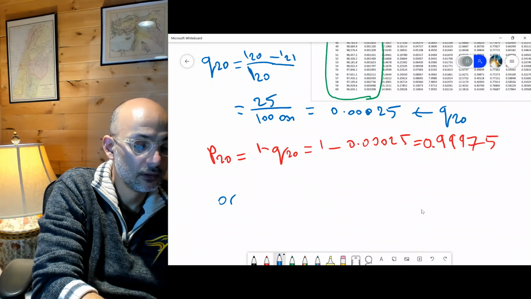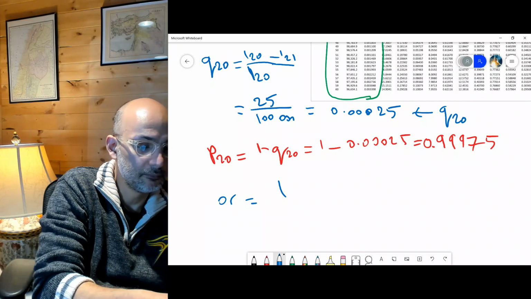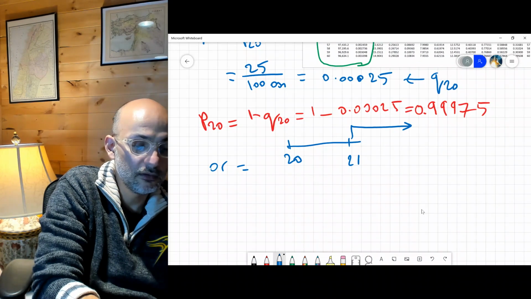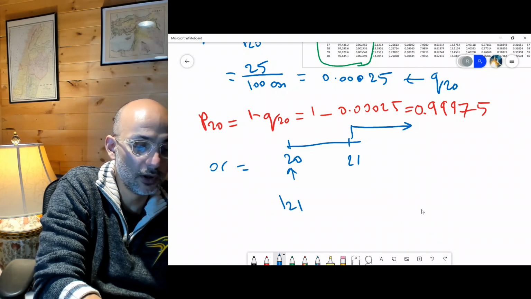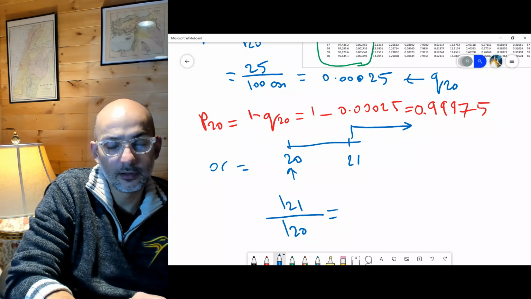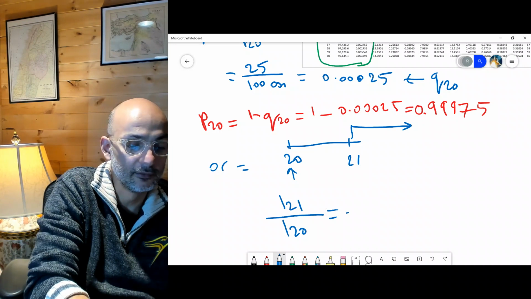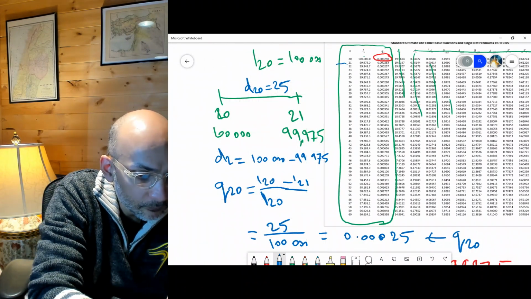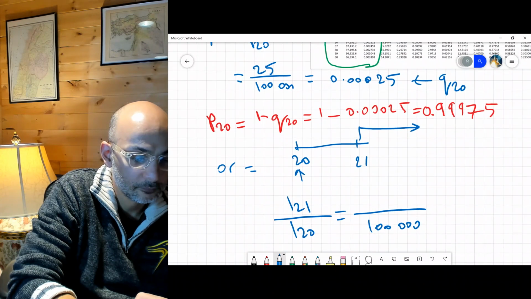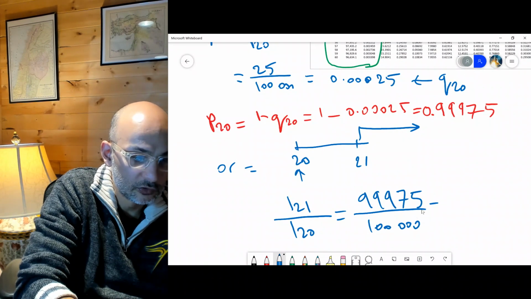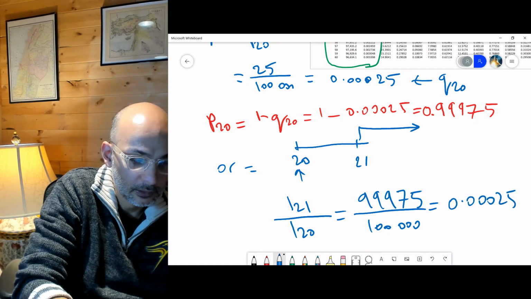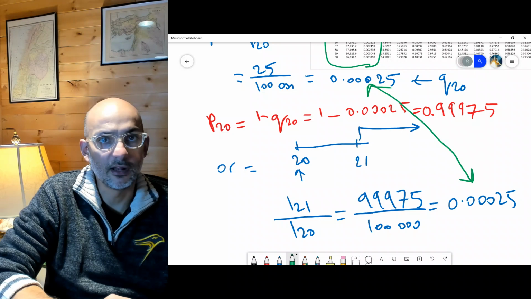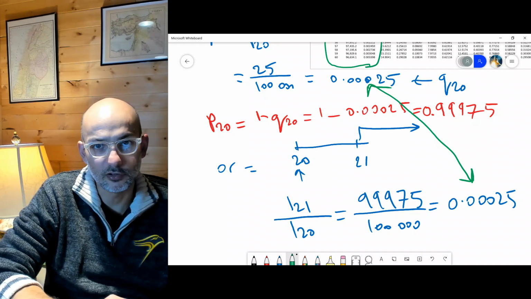The other way is to remember that P20 is the probability of surviving from age 20 to 21. So it will be L21 divided by L20. The cohort that survived to age 21 divided by the cohort of age 20. The cohort of 20, we remember, is 100,000. The cohort of 21, you look at it, 99,975. Which should give you the very same answer, right? So this and this should be equal. Simple. There is nothing difficult here, but we make it easy. We started with age 20 just to illustrate it.